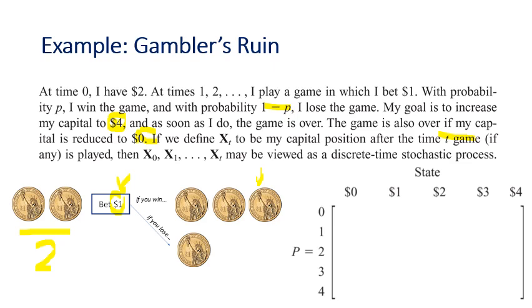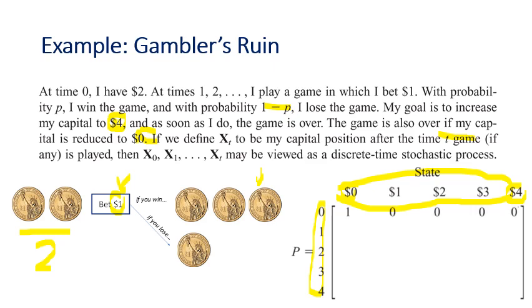Because after you lose all your money, you cannot play this game again, so you cannot have a negative amount of money. The same thing is if you already have $4, you cannot keep playing this game, so you cannot have more than $4 in your hand. And in between you can have $1, $2, or $3, right? So those are the possible states. And you see that for the row and the column, the states must be the same. Okay, so now let's fill the probabilities in this matrix.